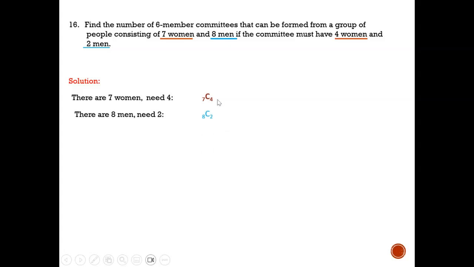You put that in the formula, or actually use the definition, to solve for it. But you can also put this in the calculator. 7 combination 4 will give us 35. 8 combination 2 will give us 28. You multiply them out. 35 times 28 will give us 980. So this is how many different groups, or different committees, there can be. That's your answer.